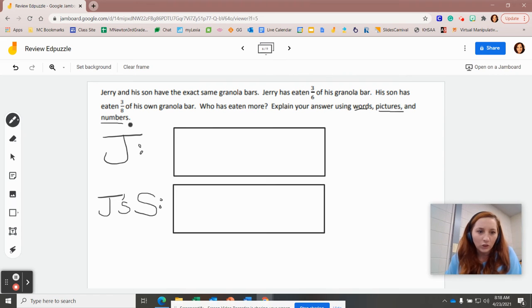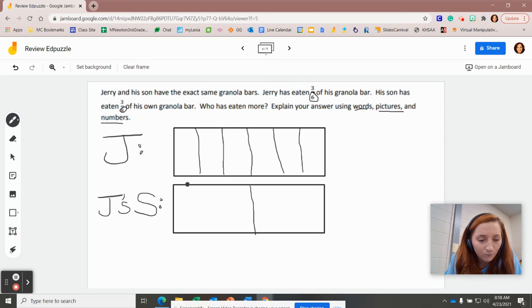Okay. So Jerry's has his granola bar broken into 6ths because the bottom number is how many pieces there are total. All right, so let's break it into 6ths. I always break it in half when it's an even number, and then from there, I think what plus what gets me 6? 3 plus 3 gets me 6. So I broke it in half, and I needed 3 on each side. All right, then it says his son's eaten 3/8. So I'm going to do the same thing. 8 is also an even number. I'm going to break it in half here, and I need it in fourths, each half in fourths.